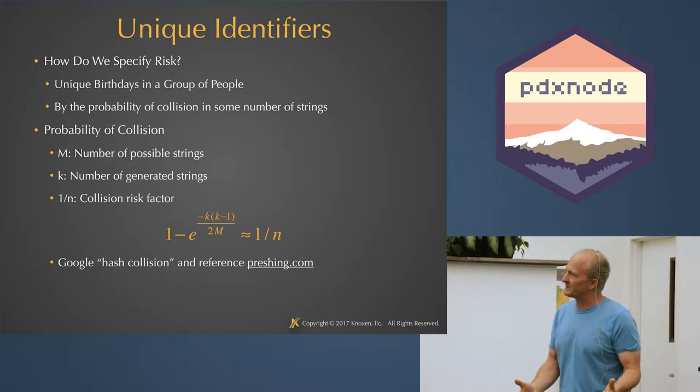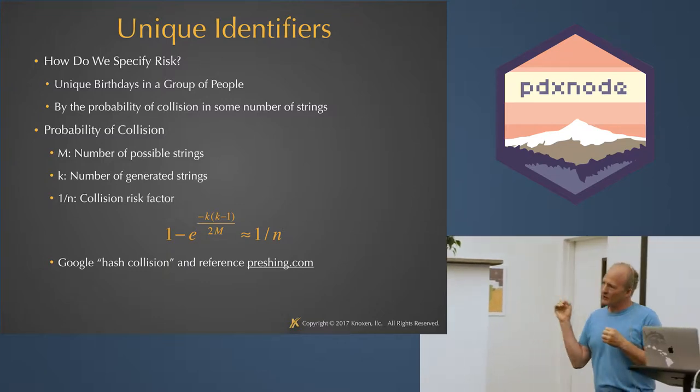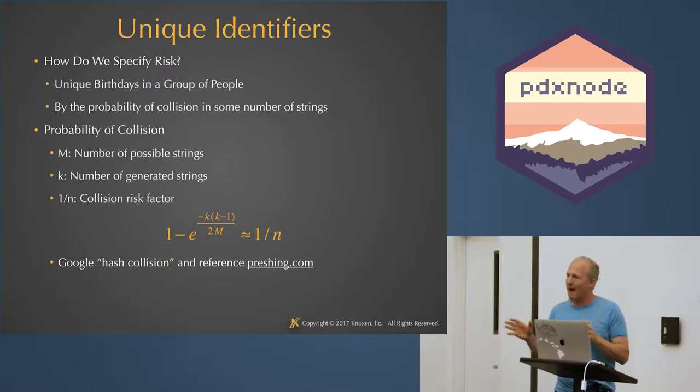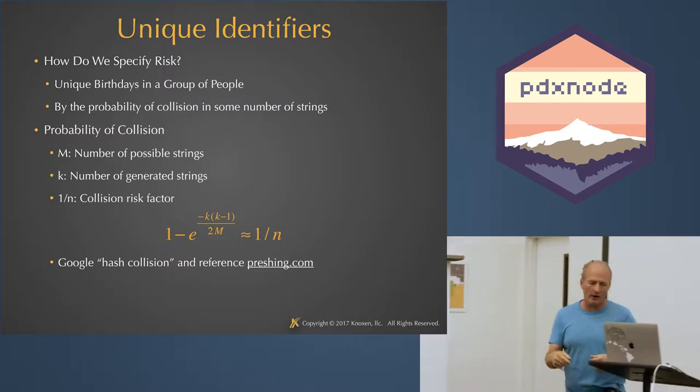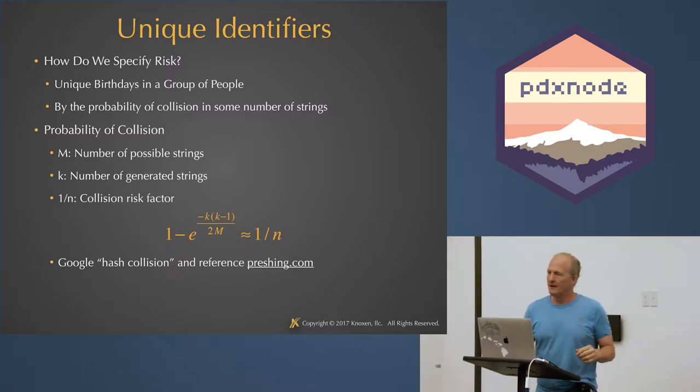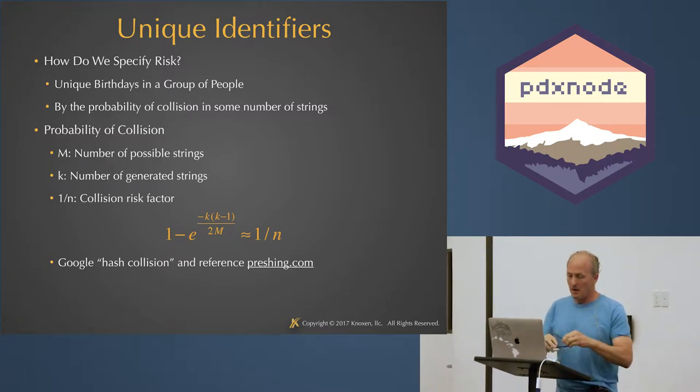There's 365 birthdays, but on average, 23 is about what it takes to get somebody coming in who announces a birthday that's already taken. Well, how does that affect us? It's all about a collision.